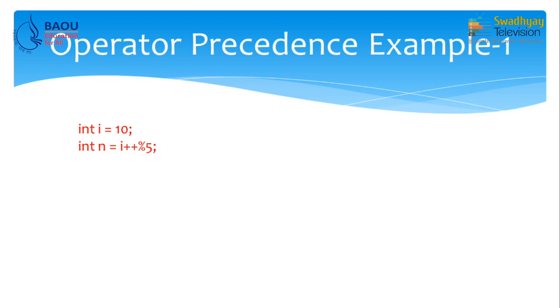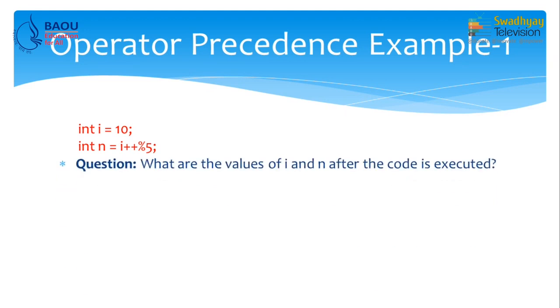So, we know that i++ will be evaluated first, and then we apply modulo 5. We want to know what the values of i and n are after the code is executed. You might think what the answer will be. i will be set to 11 because we have incremented the value of i, but n is assigned 0. Why?